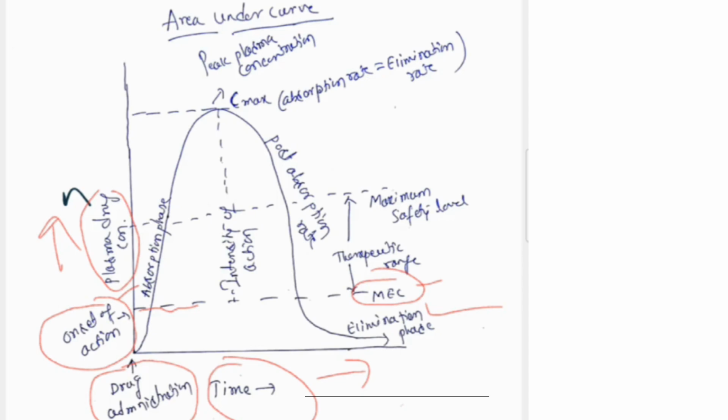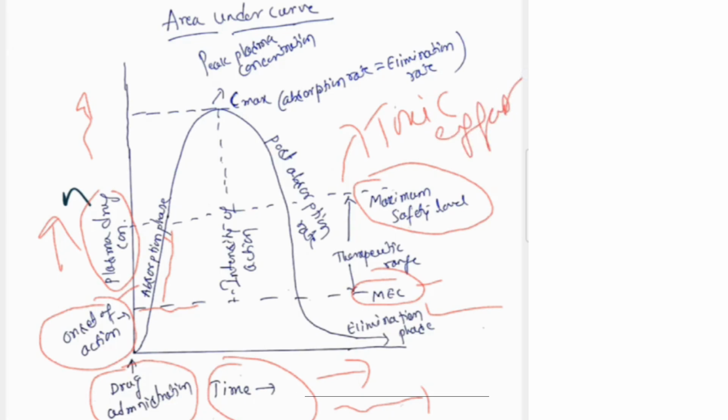After that it keeps on absorbing in the body, that is, as the time goes on the absorption also increases. So after some time it will reach the maximum safety level. So here is the maximum safety level. Beyond this point, if the dose is high, then it will lead to toxic effect on the body. In the middle of this curve we can see there is a point called Cmax. Cmax means peak plasma concentration.